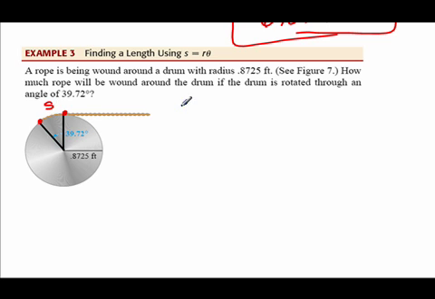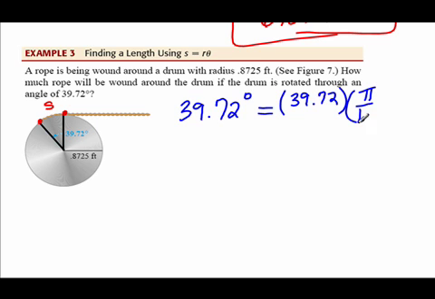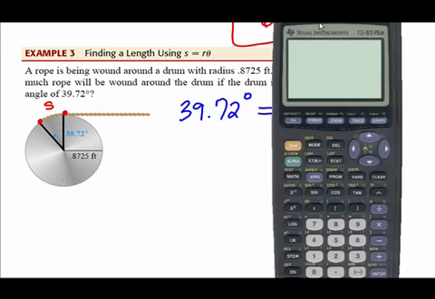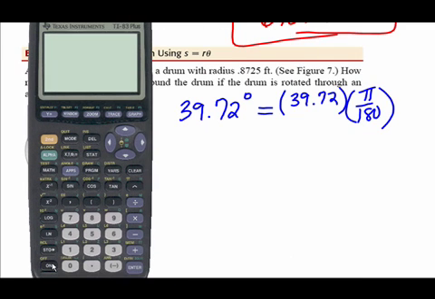So we have 39.72 degrees, and we want to convert that to radians. So we multiply that by pi over 180. We're looking at 0.6932, and that would be our angle measure in radians.